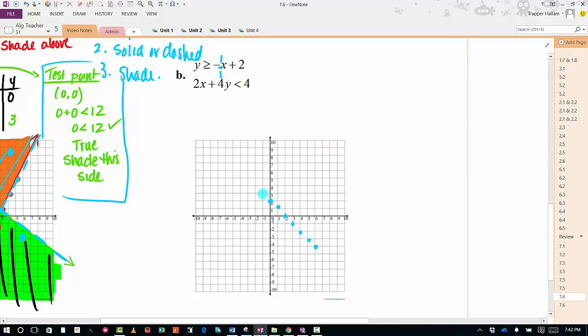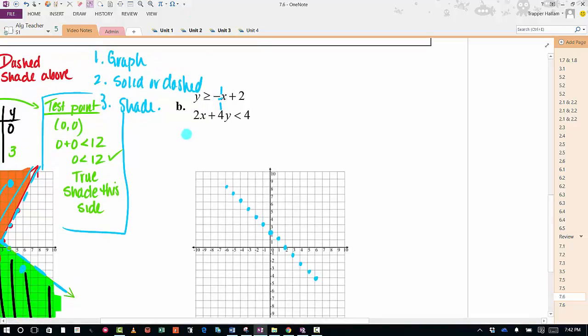Again, I like to do lots of points. It makes for a much more accurate line. So there's my line. I'm going to notice that there's an equal sign, right? So step 1, graph, which we kind of have. Step 2, decide if it's solid or dashed. So it's going to be solid, so I'm going to draw a solid line through there. So there's my solid line.